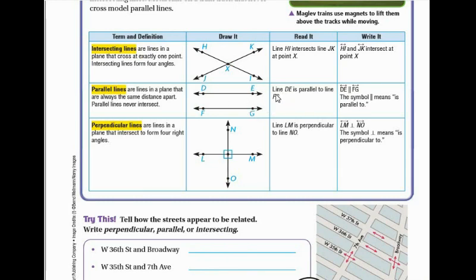How can we read it? Line DE is parallel to line FG. And this is the sign of parallel lines: two small vertical lines like this.